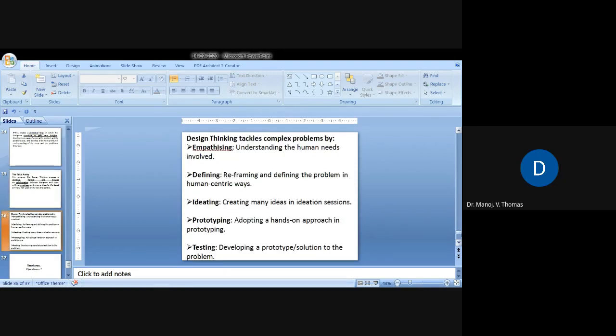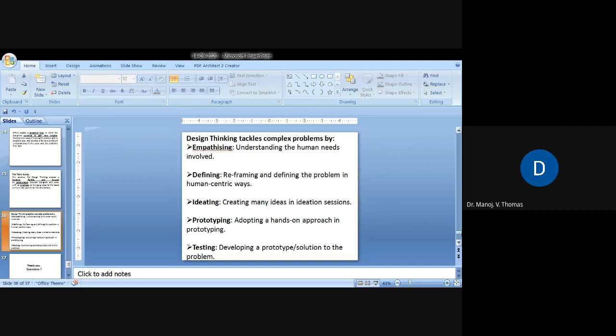Design thinking tackles complex problems by empathizing, that is, by understanding the human needs involved, by defining, that is, by reframing and defining the problem in human-centric ways, by ideating, that is, by creating many ideas in ideation sessions, by prototyping, by adopting a hands-on approach, and finally, through testing. In the testing phase, we develop a prototype and test it for the user requirements. So these are the various stages of design thinking.